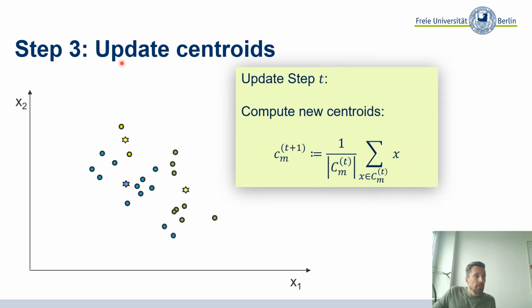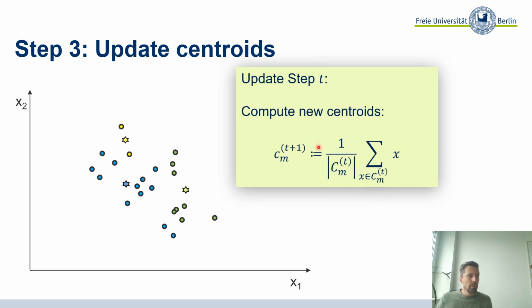Now, the next step is to update the centroids. So given a set of points, remember, those cluster centroids are supposed to be the mean of this point cloud, of this set of points. So what we do in every time step is we compute the centroids as just the sum of all these points within the cluster, and then divide this by the number of points, which is just the classic average here.